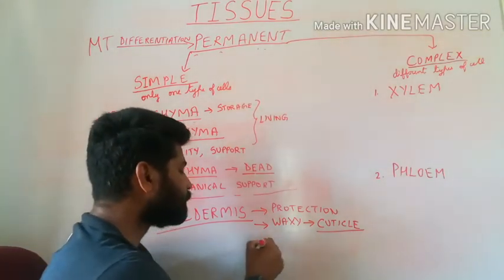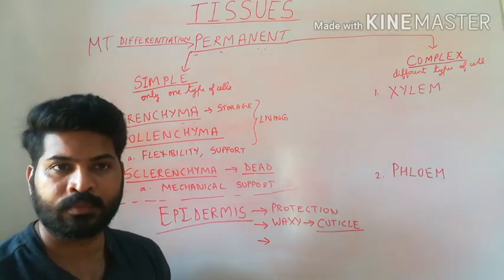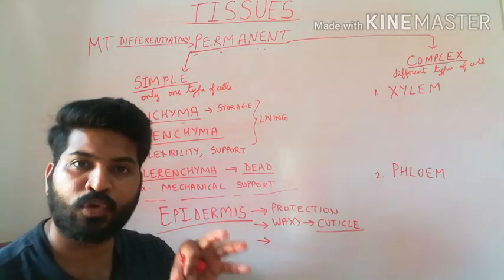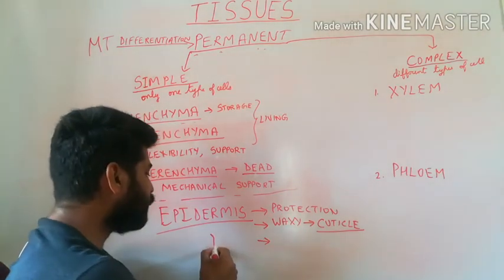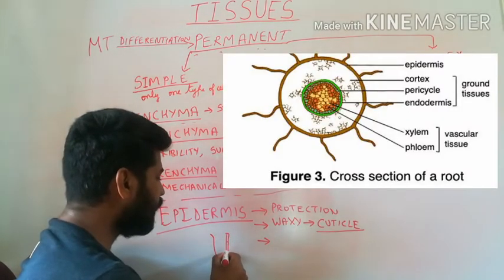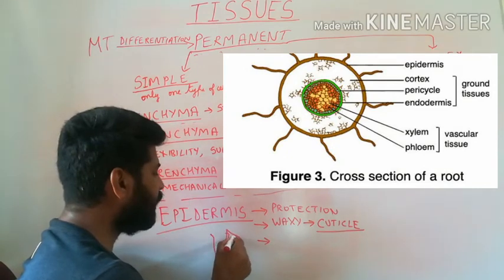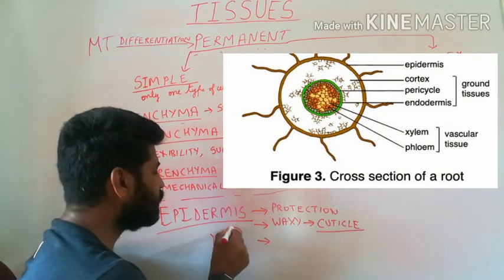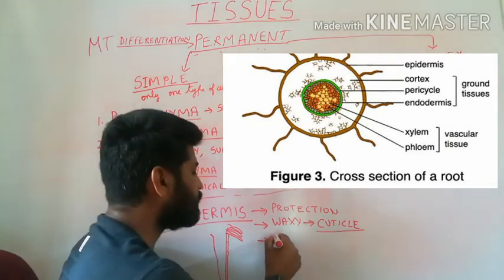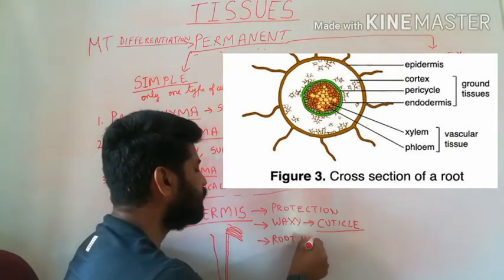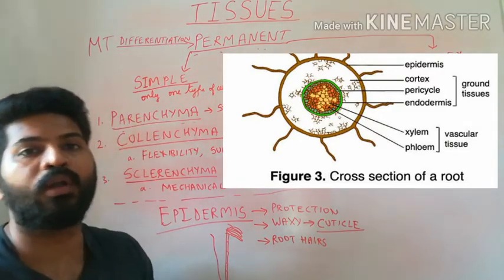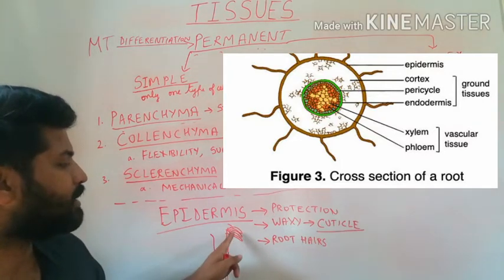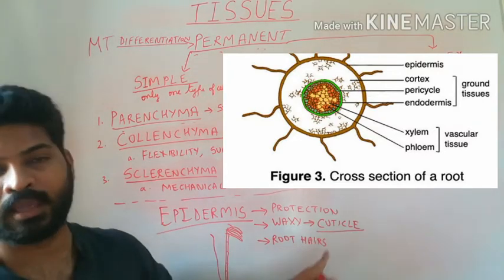Not only that, in the case of roots, we know that the main function of root is absorption of water and minerals. So in the case of roots, the outermost epidermal cells, sometimes they are also modified into hair-like structures called as root hairs. These root hairs will increase the surface area for absorption of water and nutrients. The epidermal cells are modified into root hairs.